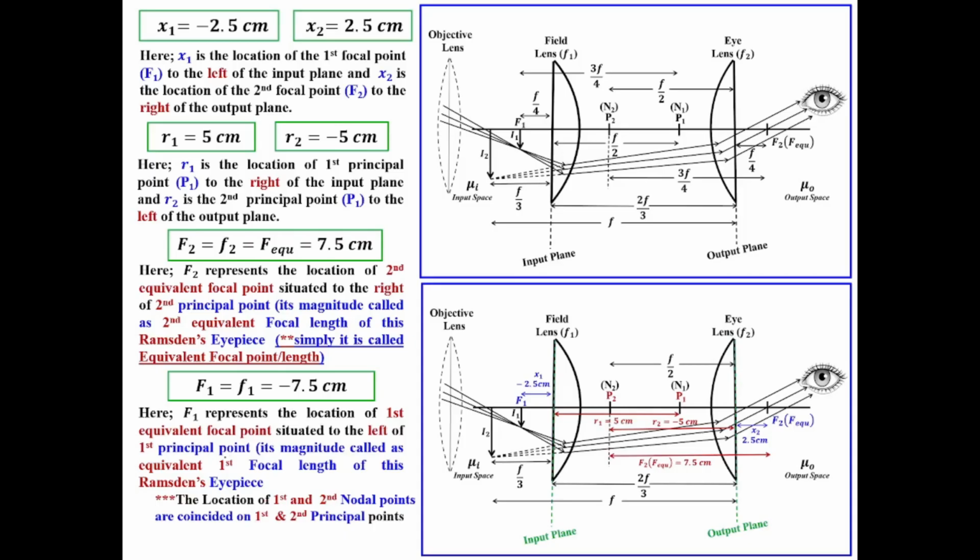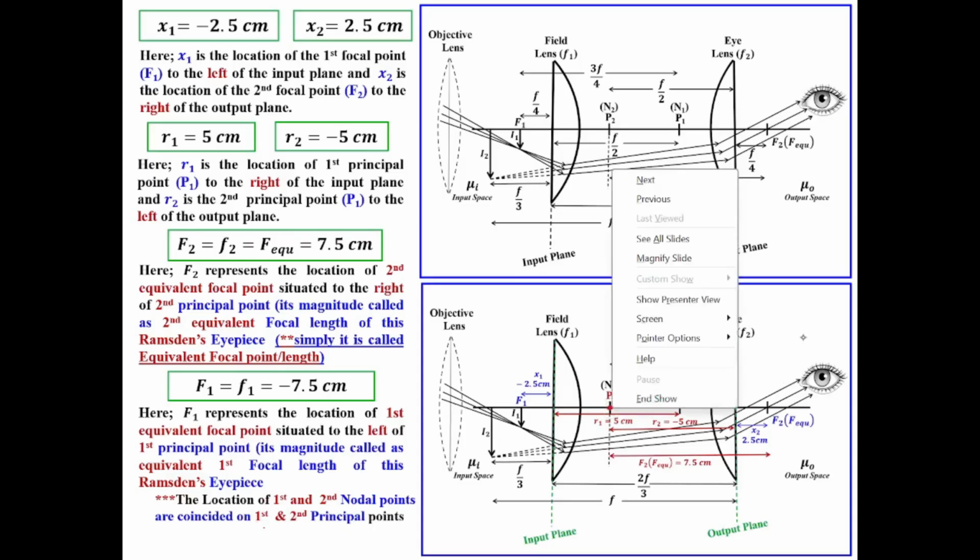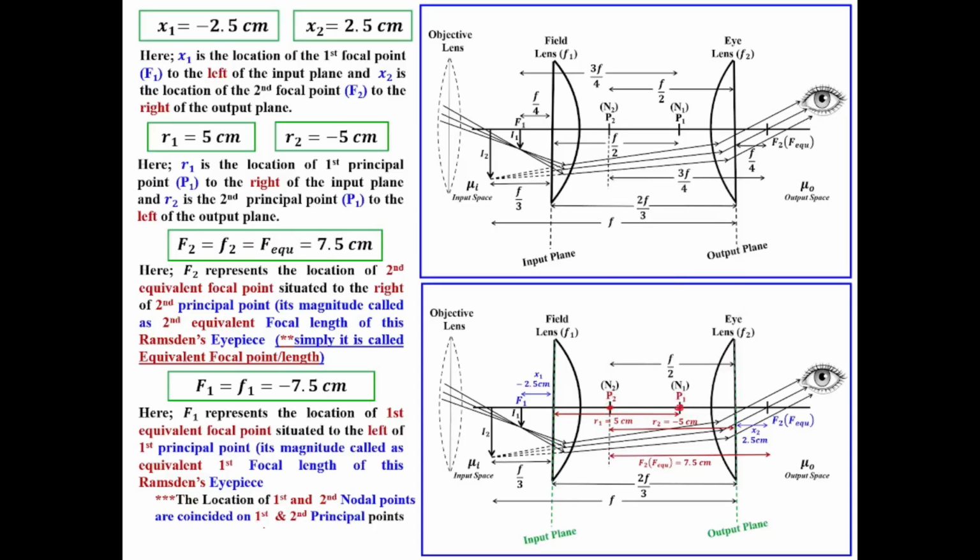Okay, and for this case, as we know, the first and second nodal points coincide with the first and second principal points. So where we have the first and second principal points, here the first principal point, this is your second principal point, there the nodal points coincide. So this is the location of your first and this is your second nodal point.